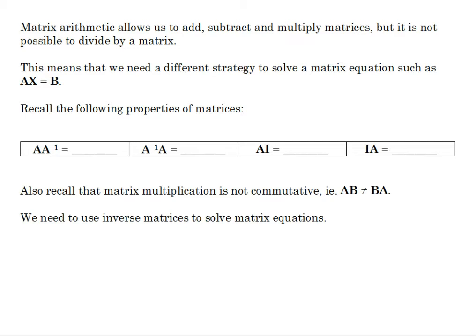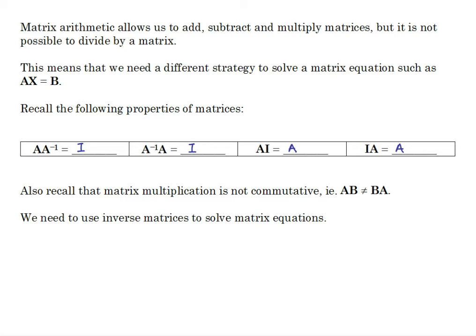So we need to first of all recall some properties of matrices. So we know that when we have a matrix and we multiply it by its inverse, that gives us the identity matrix. And when we multiply the inverse by the original matrix, that also gives us the identity matrix. The matrix multiplication here is commutative. We also know when we multiply any matrix by the identity matrix, it just equals itself. Similarly, identity matrix times any matrix equals itself. Again, the multiplication is commutative.